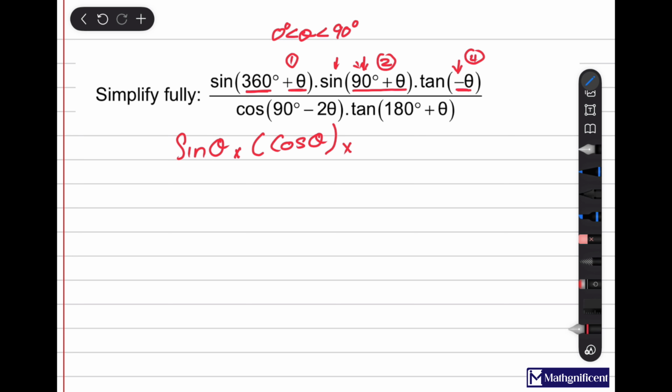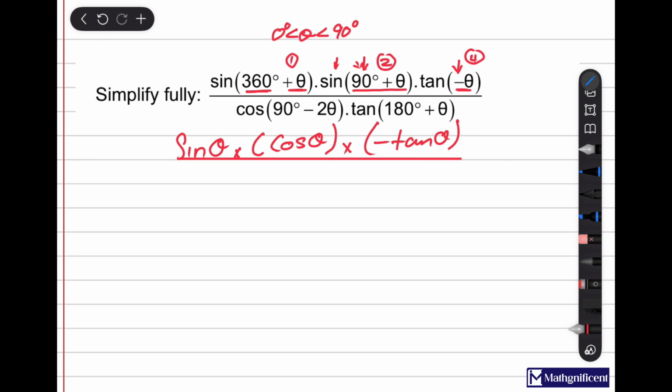So now we know that we are on the fourth quadrant. How is tan on the fourth quadrant? We know that tan is negative on the fourth quadrant. So we are going to have negative tan theta with this one. That's how we work around that one.